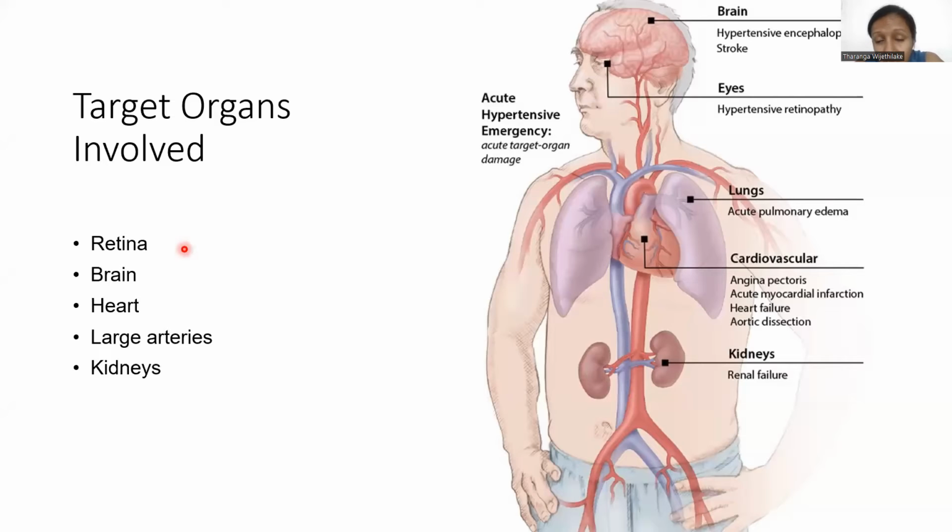In the brain, you could have several things, including hypertensive encephalopathy, intracranial hemorrhages, then you can have ischemic strokes. In the eyes, you could have hypertensive retinopathy. In the lungs, you could have hypertension-mediated acute pulmonary edema. The heart can get angina-like pain, acute myocardial infarctions. The heart can actually go into a high output cardiac failure. Then in the vascular system, you could have an arterial dissection, and the kidneys can actually pack up and go into acute renal failure.